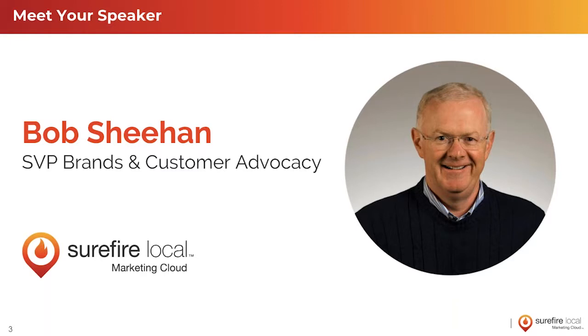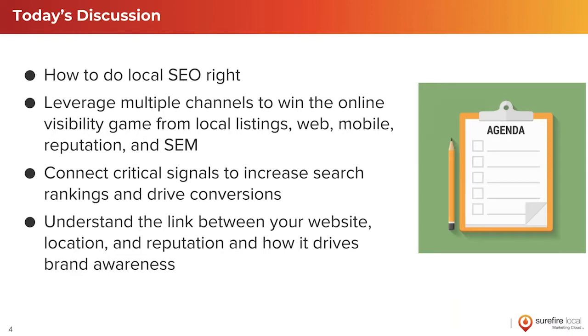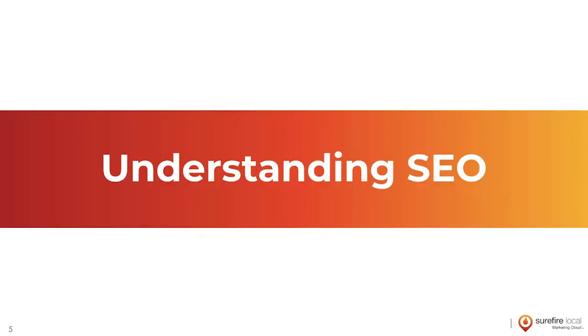So this is me. What I do here at Surefire is I work on different kinds of SEO programs. I work on strategy. I work with customers. I do a lot of different things. But one of the things I really enjoy doing the most is this SEO side of the business, the search engine optimization. And so what we're going to talk about today is how to do the local side of that, local search engine optimization, correctly. How to leverage multiple channels to get better visibility online, how to show up in places like local listings and maps, what reputation means, and how to connect signals, right? Different kinds of things that we do to increase search engine rankings. And lastly, to understand the link between the website, the reputation, how all that drives brand awareness, and how we tell Google where you're located so that you can show up in search where you need to show up.